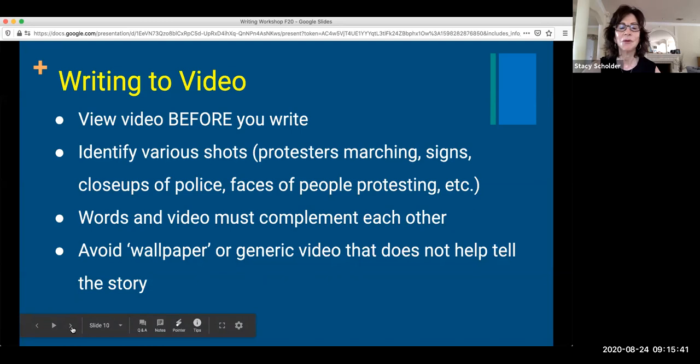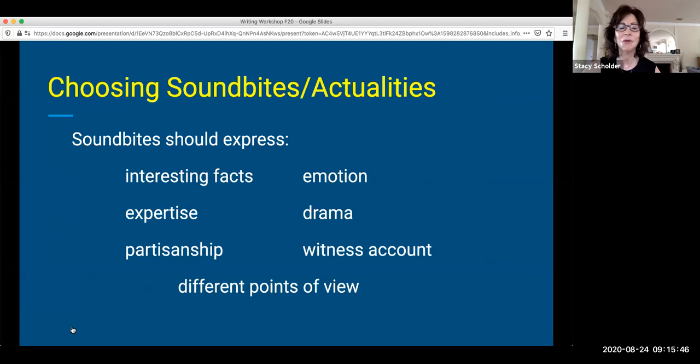Choosing sound bites is an interesting editorial choice, the sound bites to express interesting facts, emotion, a certain expertise if we talk to a doctor or a firefighter. Obviously, there's certain drama in the stories that we cover. Partisanship, obviously, at this time, as we come to an election, is something that we're experiencing and hearing a lot of. So we want to make sure, though, that we have the different sides, that we're not just favoring one side or the other of the aisle.